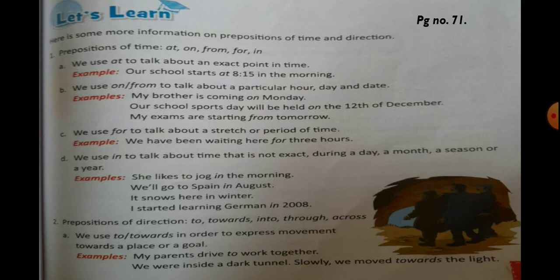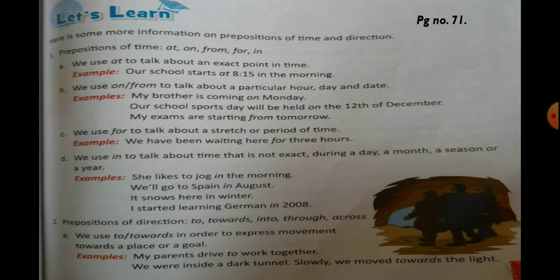So let's move to number C. We use for to talk about a stretch or period of time. When we talk about a period of time, we use the preposition for. Let's check the example. We have been waiting here for 3 hours. So how long have we been waiting? We have been waiting for 3 hours.